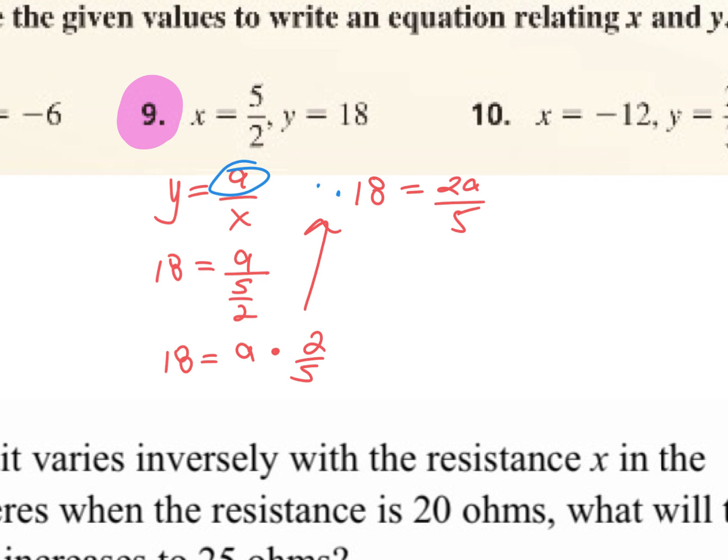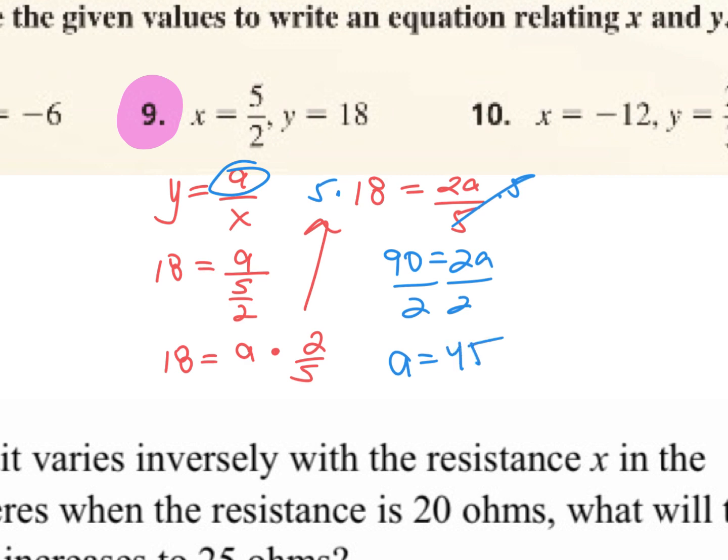Multiply both sides by 5. Good. So what's 18 times 5? 90 equals 2a. So you divide both sides by 2. And a equals what?